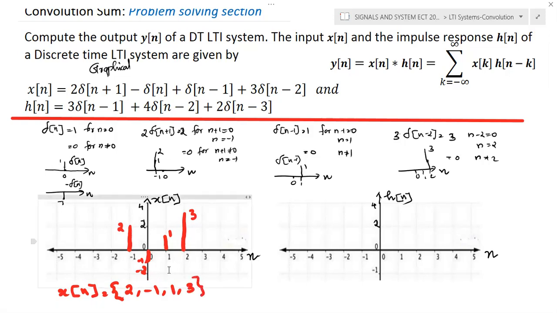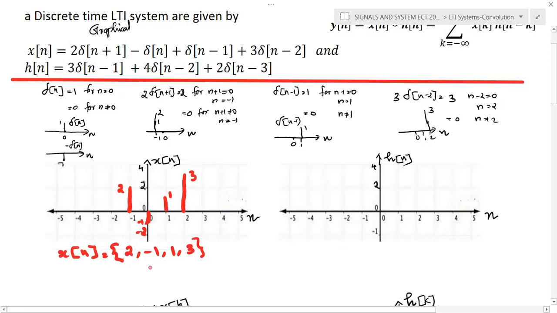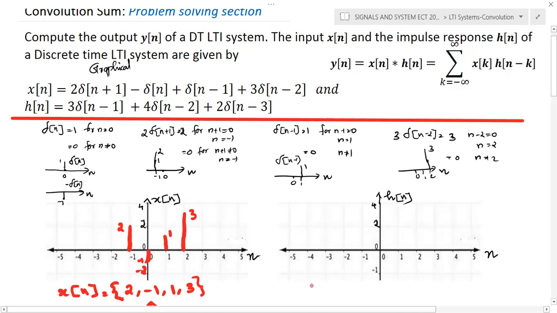So 4 values, and we need to indicate that reference point, that is n is equal to 0. So we'll put an arrow mark here to indicate -1 is located at n is equal to 0. Similarly, if you observe this particular equation, you can directly write this h of n.